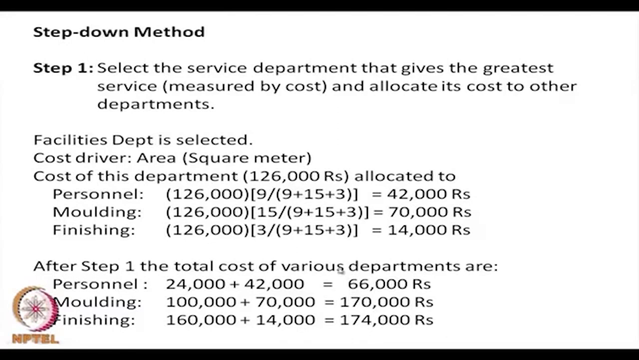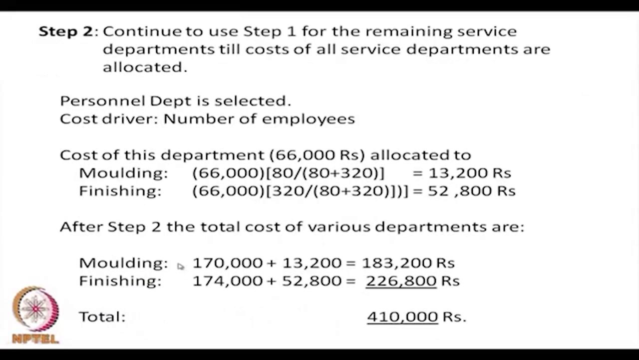So, by allocating the facilities department cost, we now have one less service department. We have only personnel department as the only service department. And now, step 2 says continue to use step 1 for the remaining service departments till costs of all service departments are allocated. So, now we have only personnel department left.